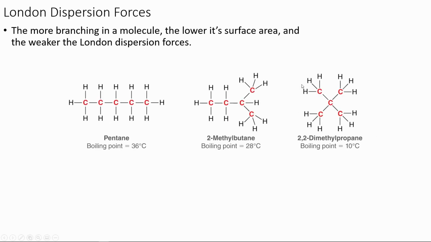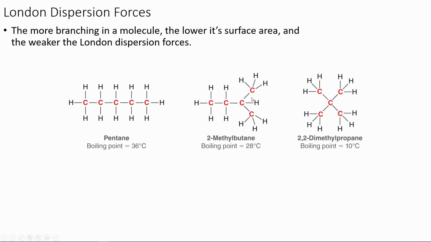As we branch the carbons of the molecule, we're actually going to weaken the London dispersion forces. All 3 of these molecules have the same number of carbons, same molecular weight. In pentane, we have a linear chain. These molecules are going to be able to stack very nicely on top of each other. The surface area where they're able to interact is quite large.